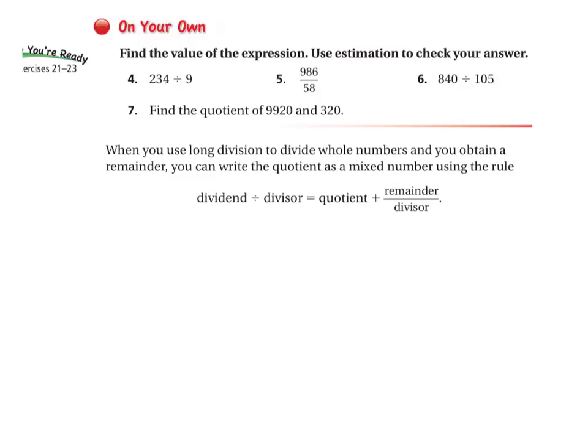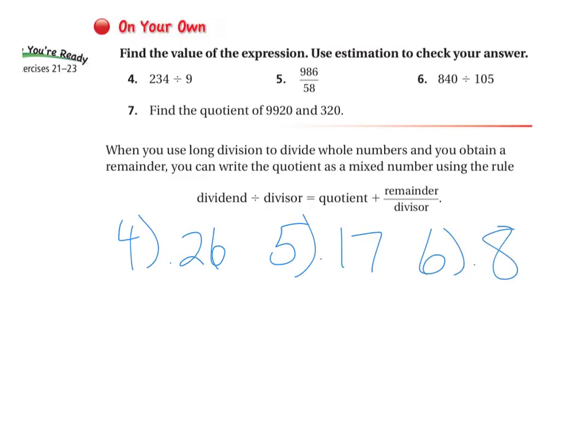Okay, now that you've had an opportunity to try some of these, let's go over the answers. Again, if you don't get the same answer that I do, go ahead and raise your hand and we'll see if we can see where we went wrong. Number 4, we should get 26. Number 5, we should get 17. Number 6, we have 840 divided by 105, and we should get 8. And if you really wanted to challenge yourself, for number 7, I believe it's 31.